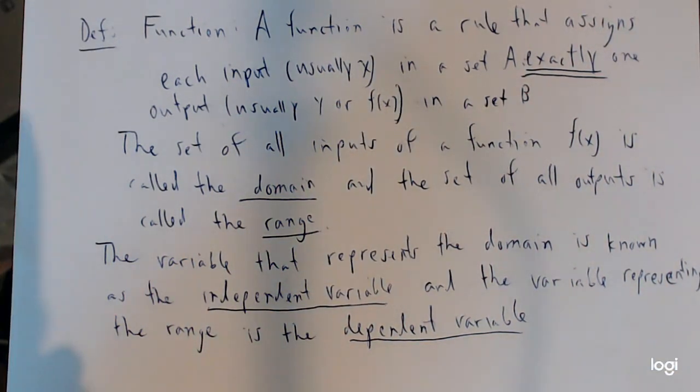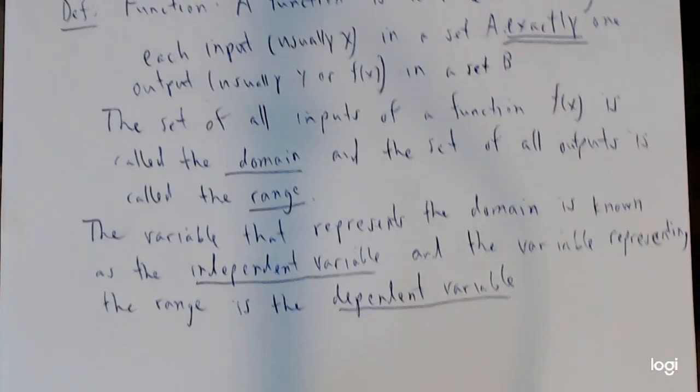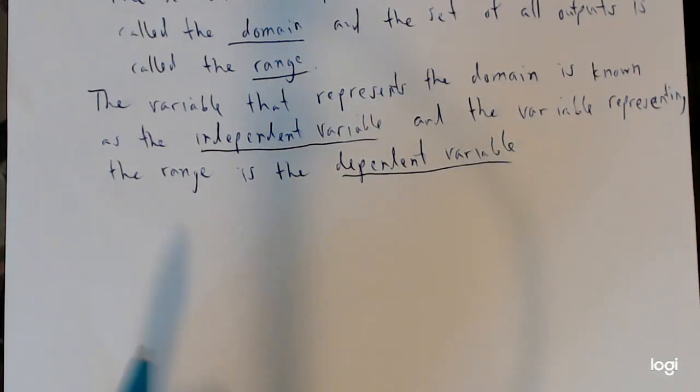So this is just some terminology you need to make sure to know. If I ever say, hey, where's my independent variable, you're looking for the variable that represents the domain. And if I say, hey, what's the dependent variable, you're looking for the variable that represents the range, or its output, basically.